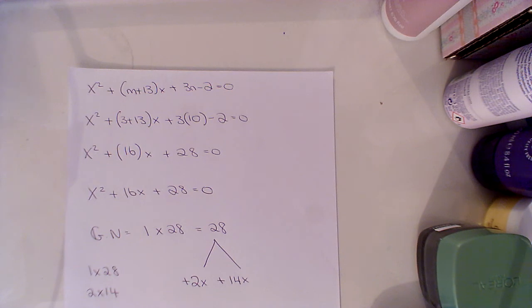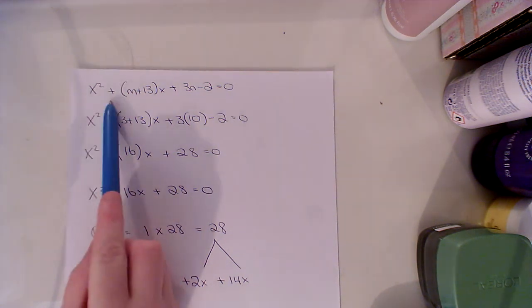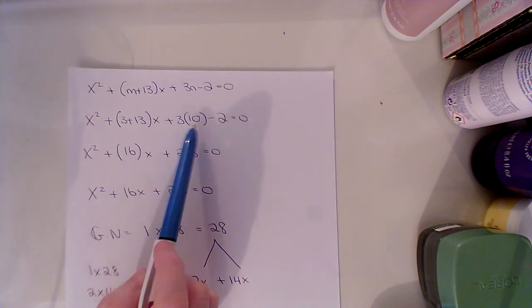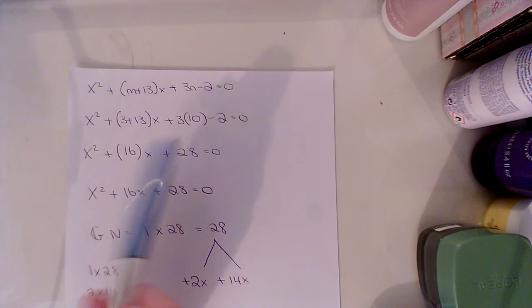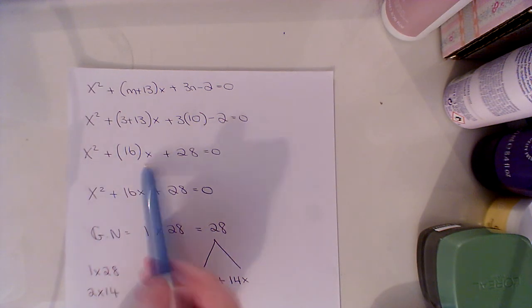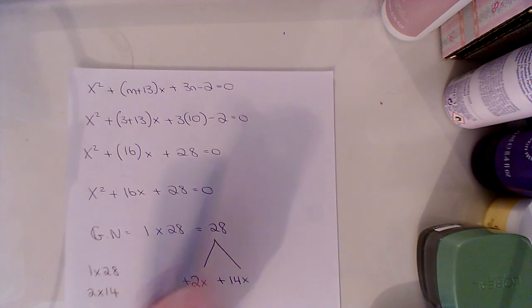Part C of this question says, show the equation x squared plus (m + 13)x plus 3n minus 2 is equal to 0 has integer roots. An integer is a positive or negative whole number, and we know our roots are our final answer, so it's what x is equal to. So at the end of this, I should get a positive or negative whole number. I have x squared plus (3 + 13)x plus 3(10) minus 2 is equal to 0. So I'll have x squared plus 16x plus 28 is equal to 0.